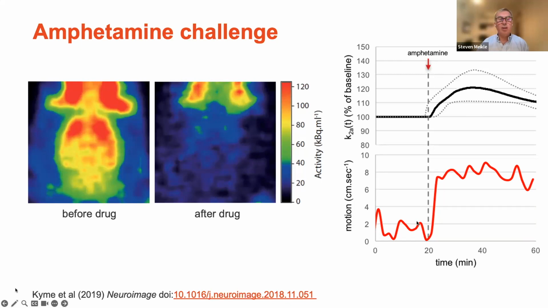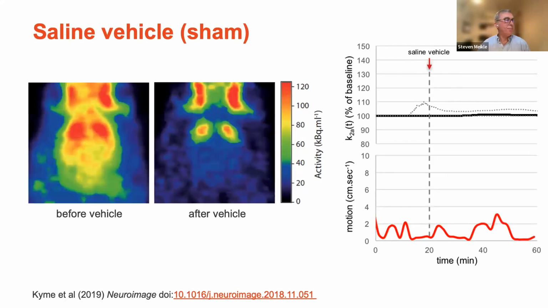Below that, we're showing a trace of the motion of the animal, as an indication of its locomotor activity. You can see quite a dramatic change in the locomotor activity, again coinciding with the drug injection, just to show that we've got correlation there between our motor outcome and the PET modeling.